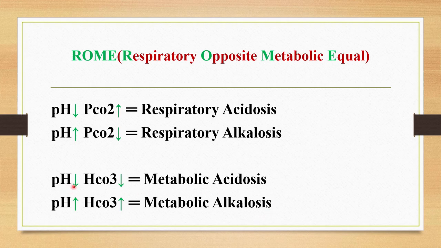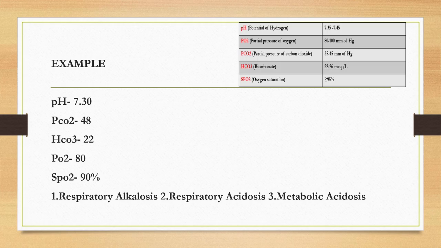Then come to metabolic acidosis and metabolic alkalosis. You see here, if pH is low, bicarbonate also low. And here, if pH is high, the bicarbonate level also high. Just compare these arrow marks. Everything is equal. That is metabolic equal. If you keep this in your mind, you can easily interpret an ABG. So let me clarify this with an example.